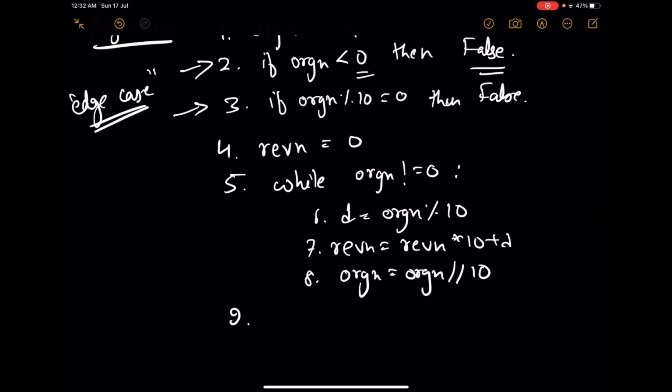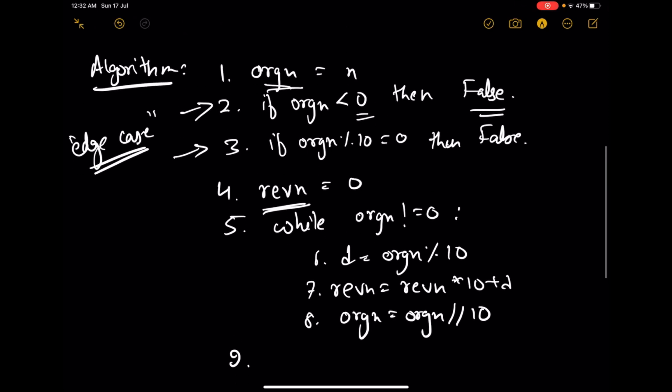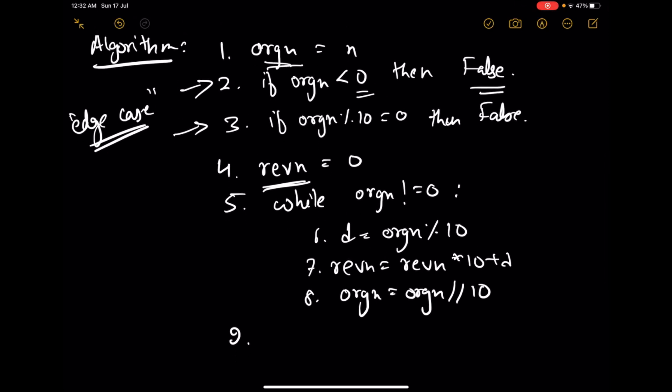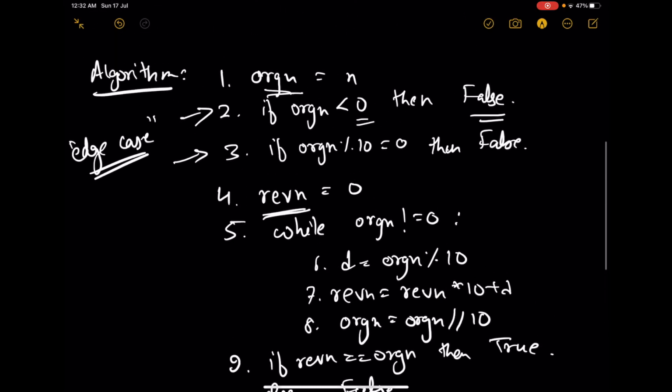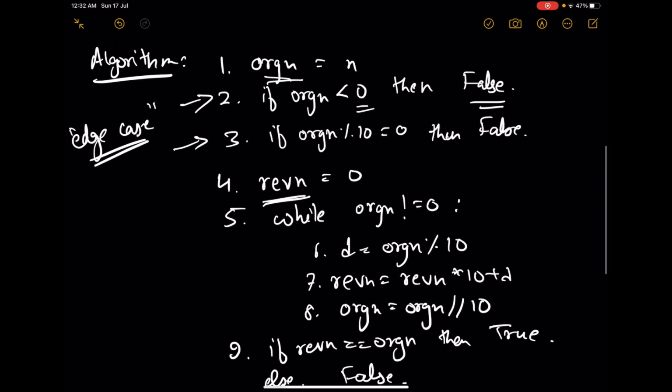And after this, once we have the reversed integer and the original integer, all we need to do is check if revn is equal to orgn, then it's a palindrome, right? So we return true, else false, right? So that's it. That's our algorithm. That's the pseudocode for it.